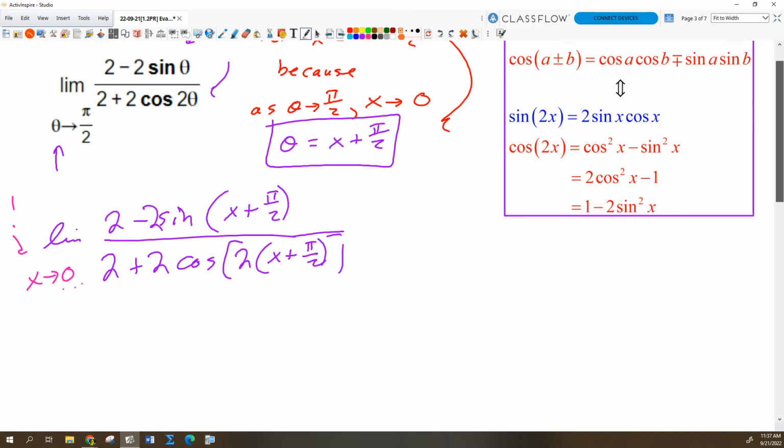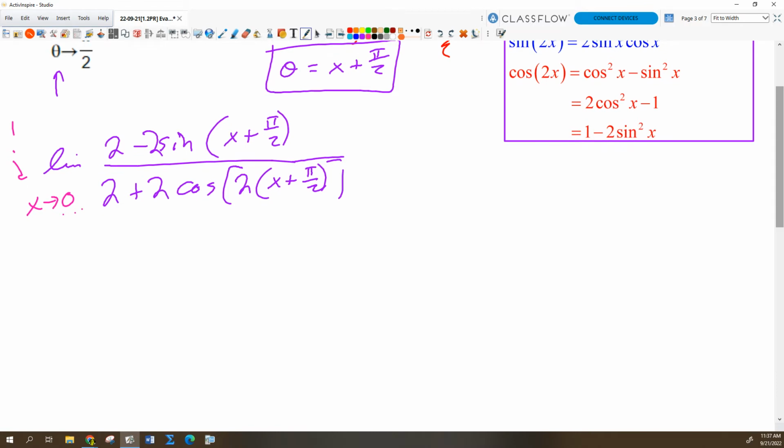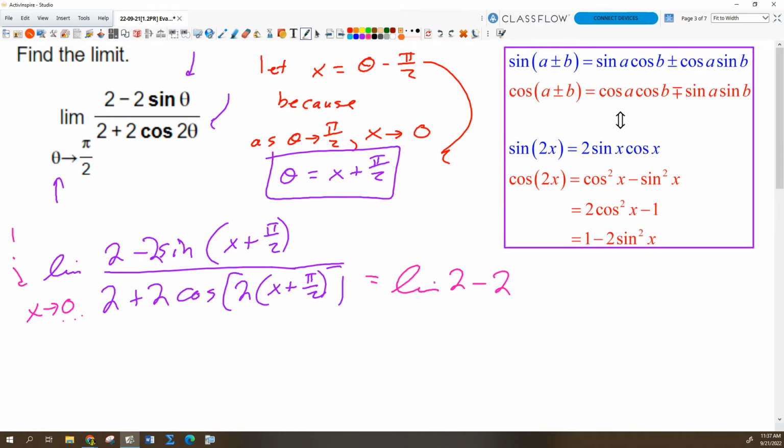Yeah. So let's do this then. We could rewrite this as the limit of 2 minus 2 times, now, what's the sine of x plus pi halves? Well, here's one of our trig identities we have to use. That's like saying the sine of a plus b, where a is x and b is pi halves. And so this is the trig identity that goes with that.